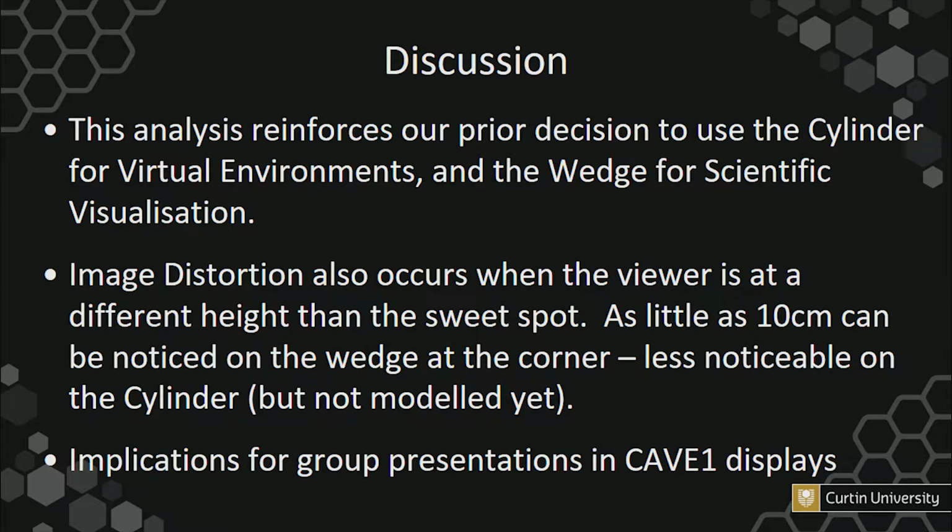So this analysis reinforces our original decision to use the cylinder display for virtual environments and the wedge for scientific visualisation. Image distortion also occurs when the viewer is at a different height than the sweet spot, and as little as 10 centimetres can be noticed on the wedge at the corner, as I mentioned at the beginning. But again, it's less visible on the cylinder, but we haven't modelled that particular aspect yet. So this aspect of the corner would therefore have some implications if you're thinking of using a Cave 1 display, for example, for group presentations.